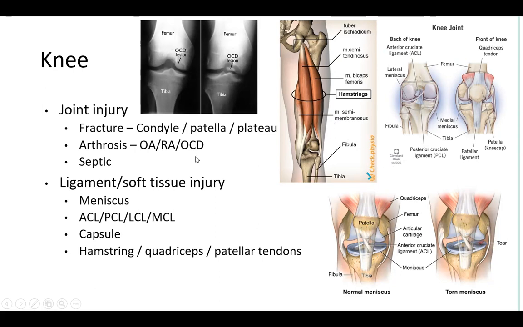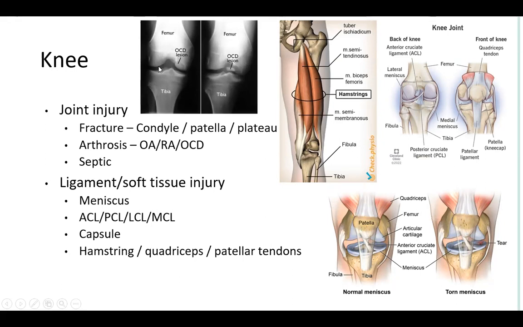And then there's something that you can also see in other joints, but it's commonly seen in the knee. It's called OCD, which is not the OCD you're thinking of. It's an osteochondral defect or osteochondritis dissecans. It's basically, I think you have a picture somewhere.